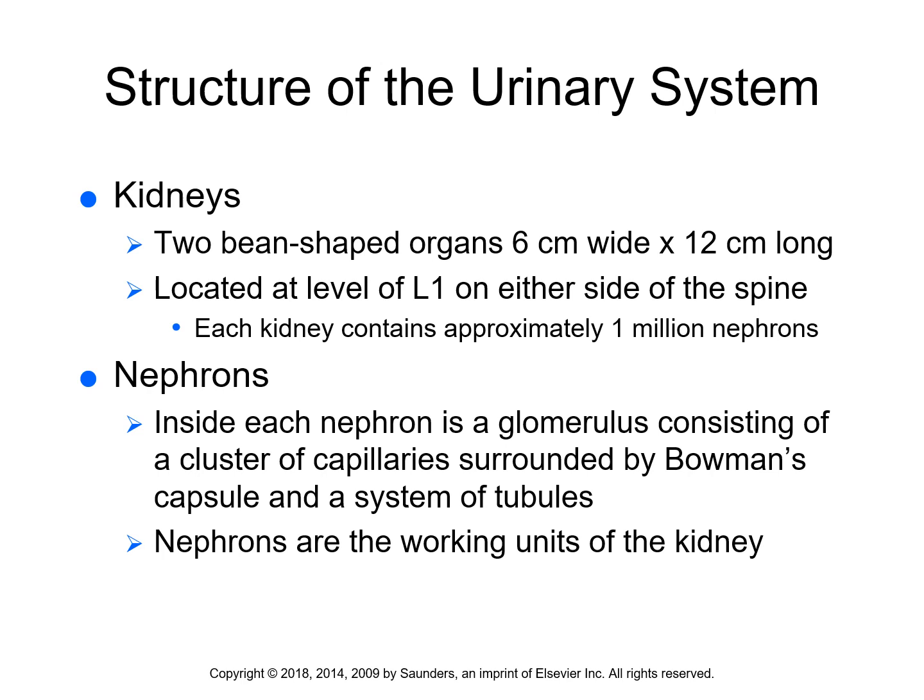Nephrons. This is a biggie, guys. Inside each nephron is a glomerulus consisting of a cluster of capillaries surrounded by the Bowman's capsule and a system of tubules. Now, do I want you to memorize what a nephron is? No, but what I want you to do is understand that we have 1 million nephrons in each kidney.